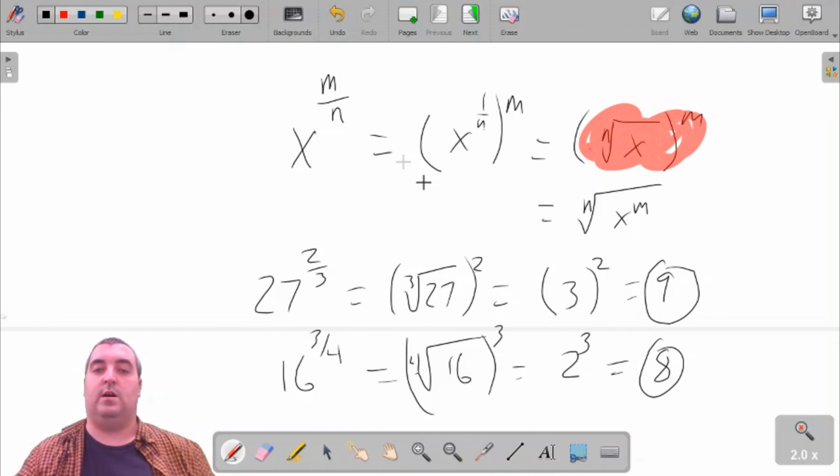Okay. So yeah, these are the rational exponents. When you see them, break it up so it's 1 over n, and then the m on the outside. Okay, because then we can do the root and then the power.